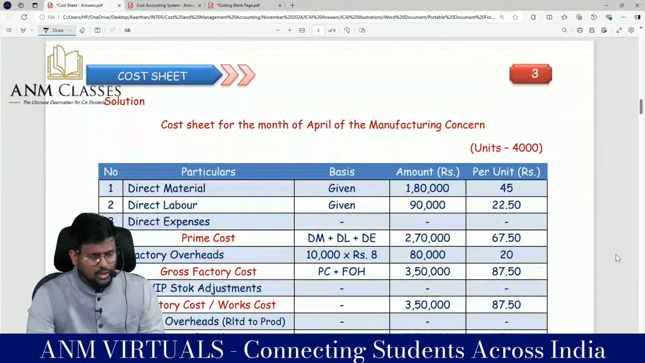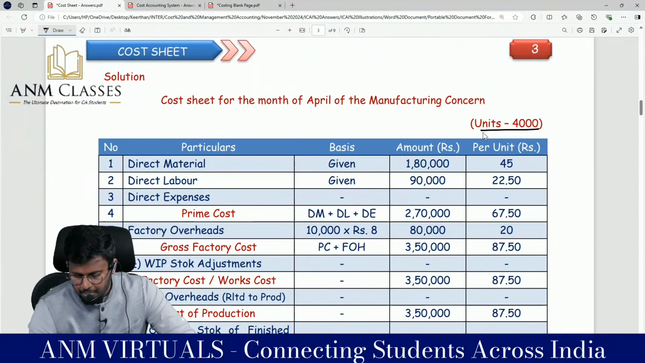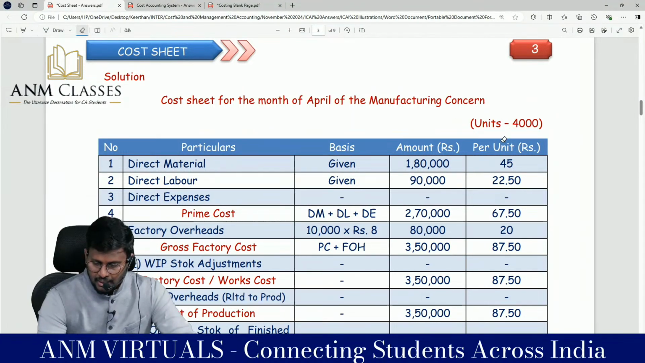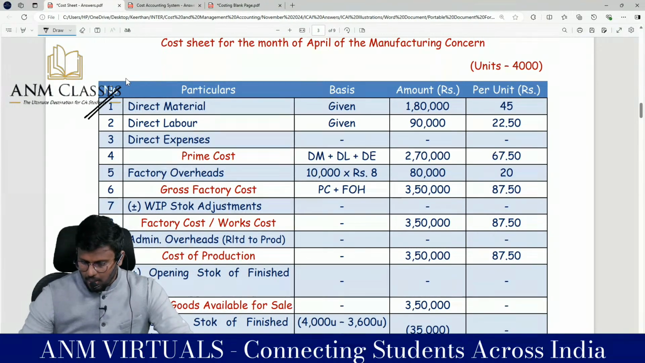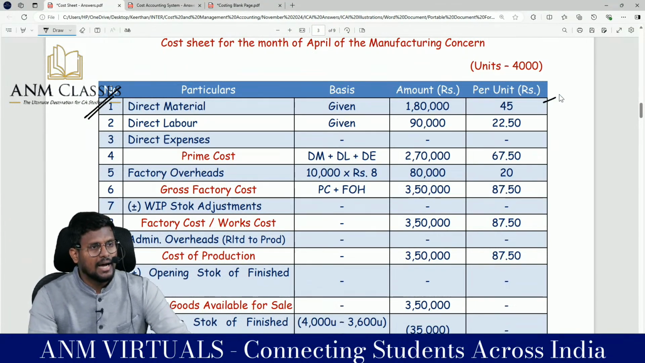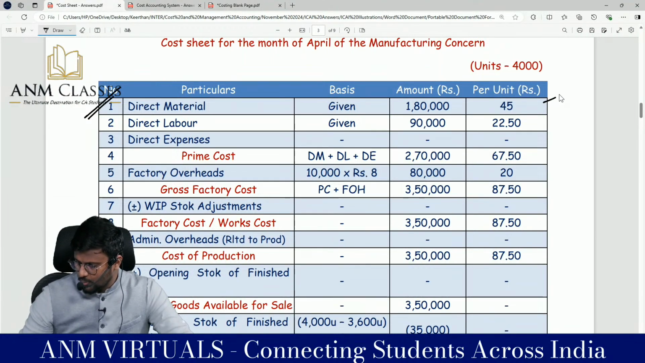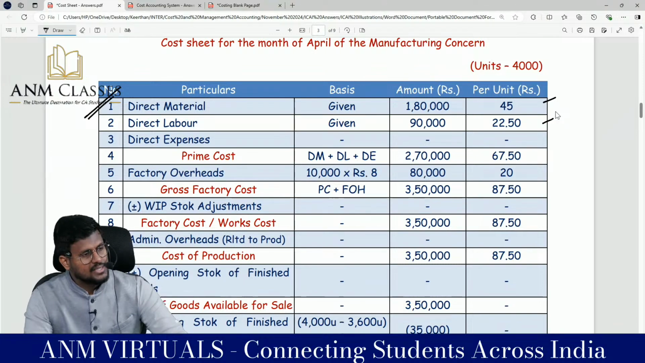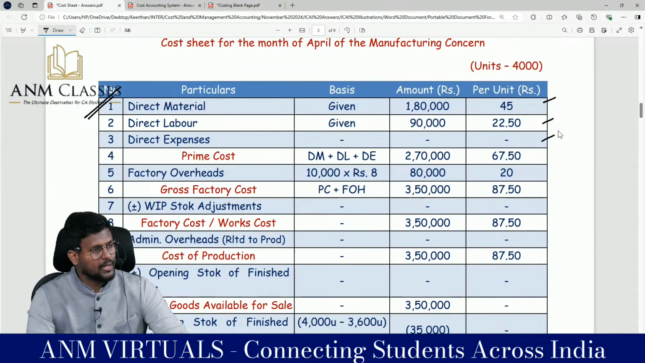It's a straightforward question. Cost sheet for the month of April of the manufacturing concern. Units produced is equal to how many units? 4,000 units. Direct material, how much have they given? 1,80,000 divided by 4,000 comes to 45 per unit is the direct material cost. Right? Add direct labor: 90,000 divided by 4,000 comes to 22.5. Direct expenses, nothing has been given.